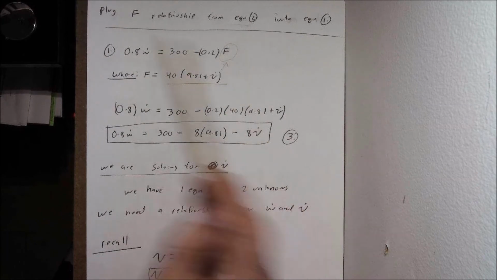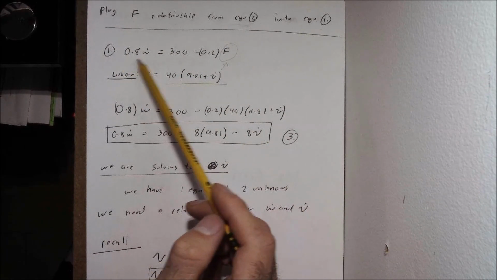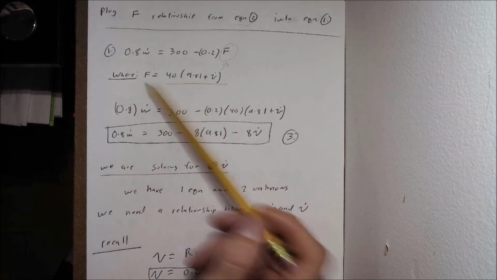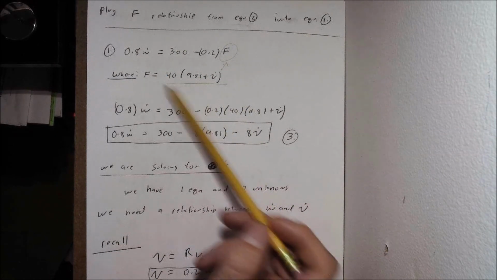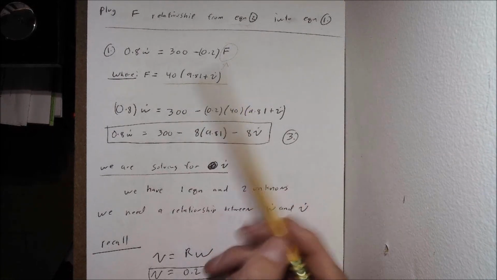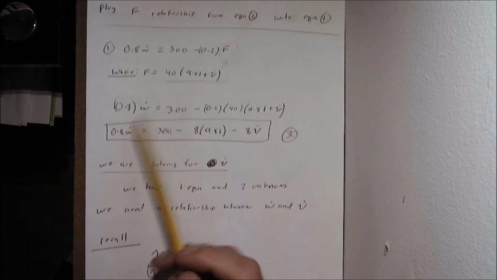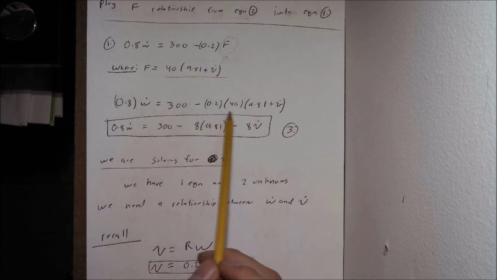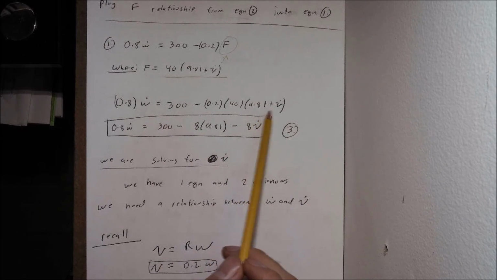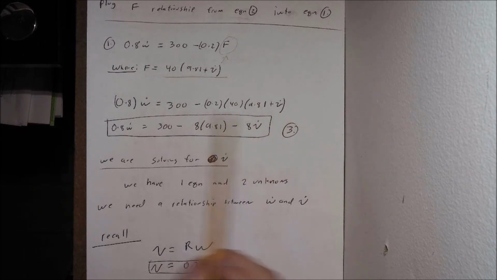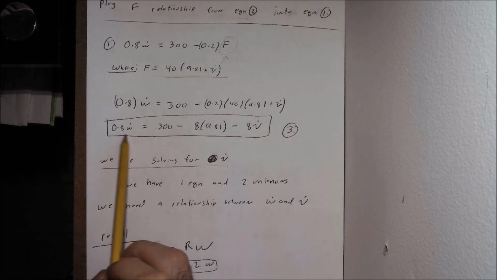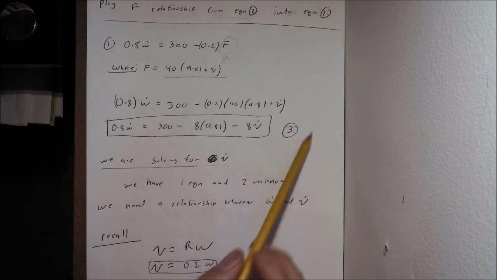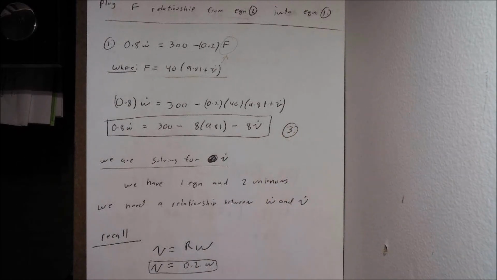That's right here. I rewrite out, okay, here's my equation 1 right here. 0.8 omega dot is equal to 300 minus 0.2 F, where F we just solved for in equation 2, so we can plug that relationship there for F back up into equation 1. I do that and I end up with this expression here, 0.8 omega dot is equal to 300 minus 0.2 times 40 times our 9.81 plus our V dot there. Rearrange, simplify this down a little bit. We end up with 0.8 omega dot is equal to 300 minus 8 times 9.81 minus 8 times V dot. And I'm going to call this relationship our equation 3.